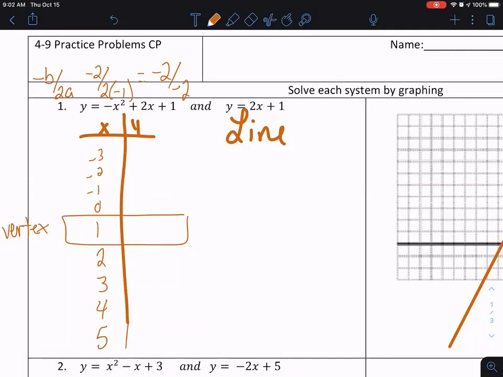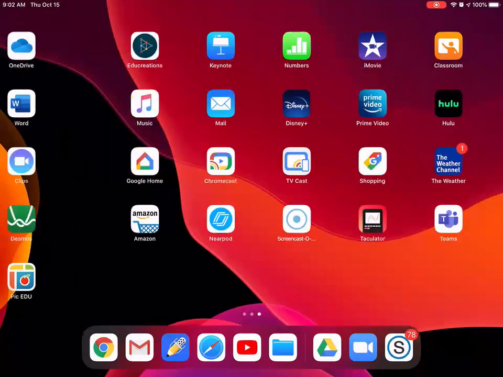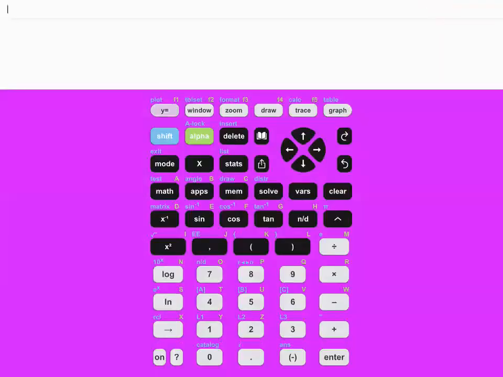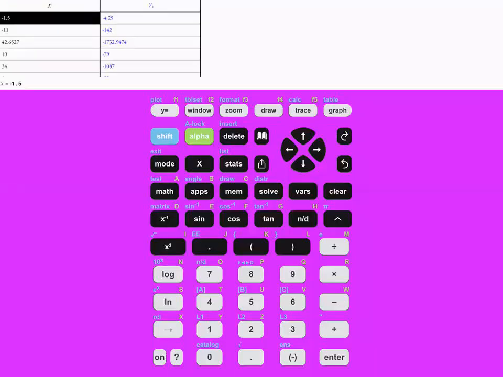What did we say is the easiest way to put these in? Do you guys remember? Use your calculator. It is the easiest way. So I'm going to grab my calculator. My calculator does a beautiful job. I'm going to put in my y equals. Was it -x squared, plus 2x, plus 1? Okay. I'm going to hit shift and graph, and I'm going to type those numbers in or scroll through.